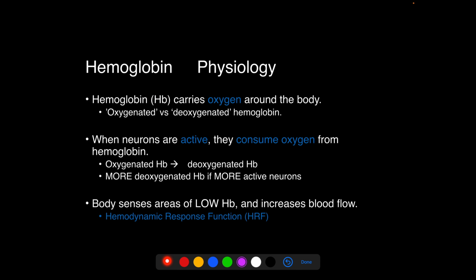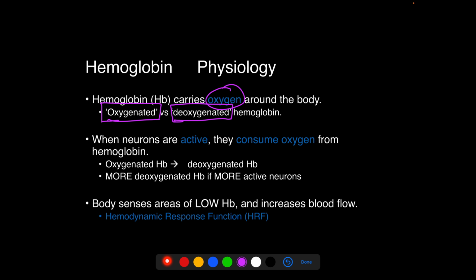So the BOLD signal we'll be talking about is fundamentally just about blood. So we're going to look at the physiology of hemoglobin. What hemoglobin does normally is that it carries oxygen around the body. Here we differentiate between oxygenated hemoglobin and deoxygenated hemoglobin, which, as the name suggests, is respectively when hemoglobin carries oxygen and when hemoglobin does not carry oxygen. It's its two states.